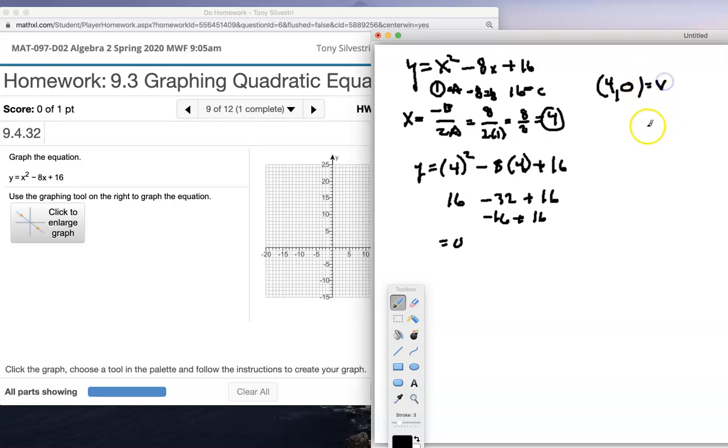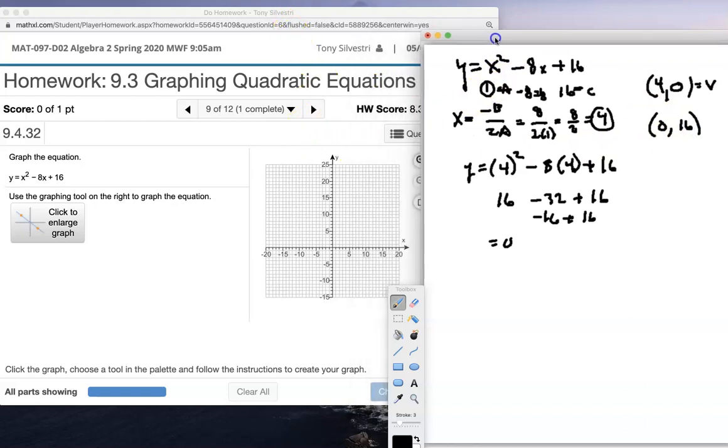Okay, that's 1 point. That's the vertex. The next point, I get to pick the value of x. You can pick anything you want for x. It will give you a corresponding y, but why do so much work? Whenever possible, and it's not always possible, but in this case, I can plug in x as 0. If x is 0, this squared is 0, minus 8 times 0 is 0, plus 16. y's got to be 16 if you plug in 0, so put in 16. That's my second point, because in order to graph a quadratic, you need 2 points.